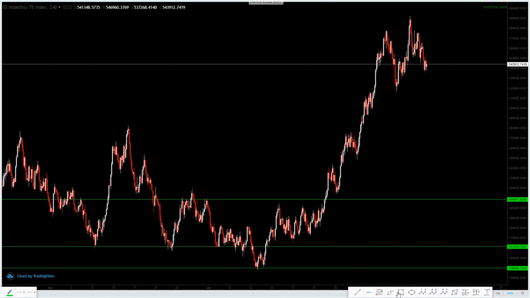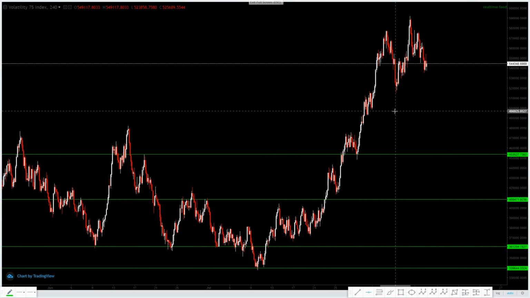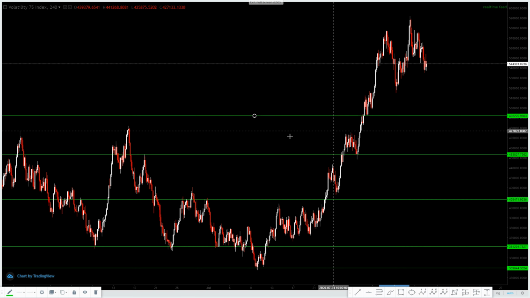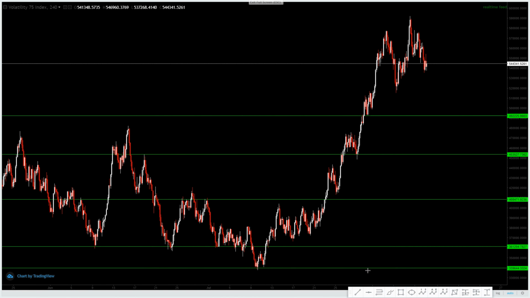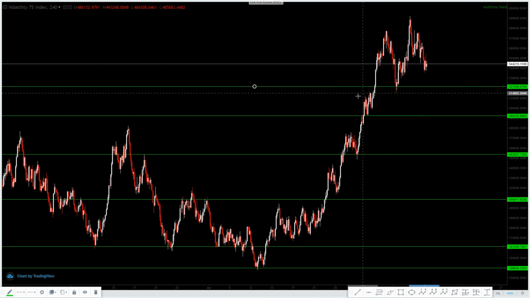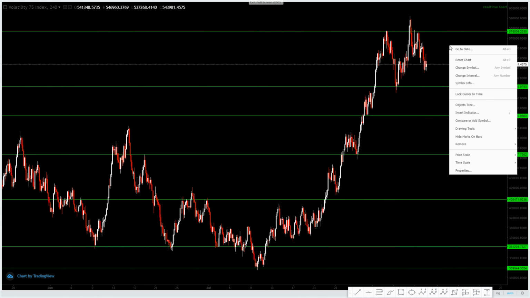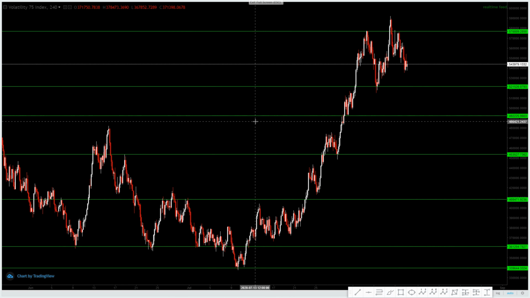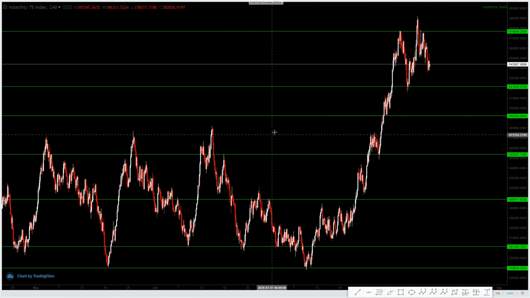So let's continue putting the support and resistance levels for this particular pair, volatility 75. So yeah, volatility 75. As you can see, this is our support and resistance level for this volatility 75. Right here, the market has been respecting it very, very well, right? And remember this for our time frame.